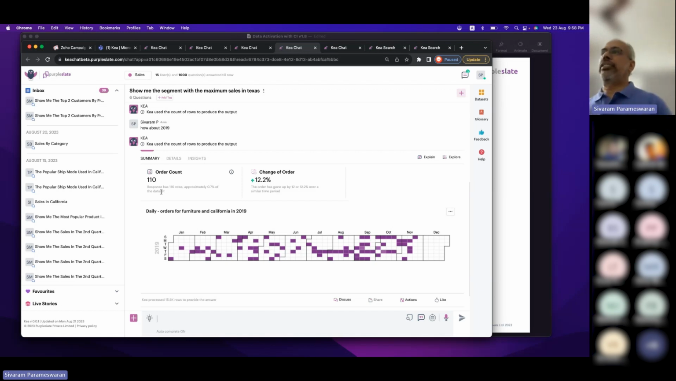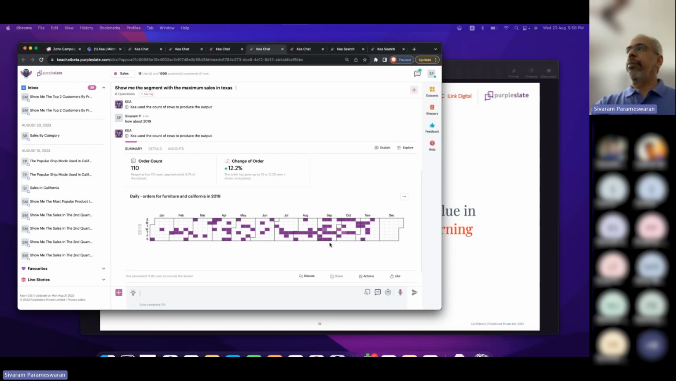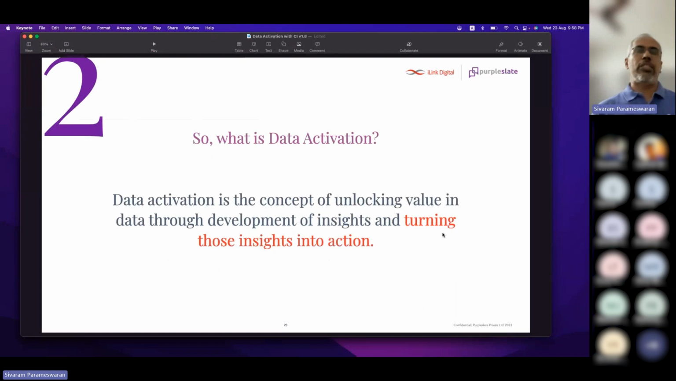Maybe I may want to do some actions on what it is doing well. Say, for example, if 110 is extremely low, or it does not help me meet some of those targets, perhaps I may run a different campaign to promote this. Or you can even turn it around and say, for example, there are so many days in which there were no orders. Perhaps that requires an action. That is precisely what data activation is about.